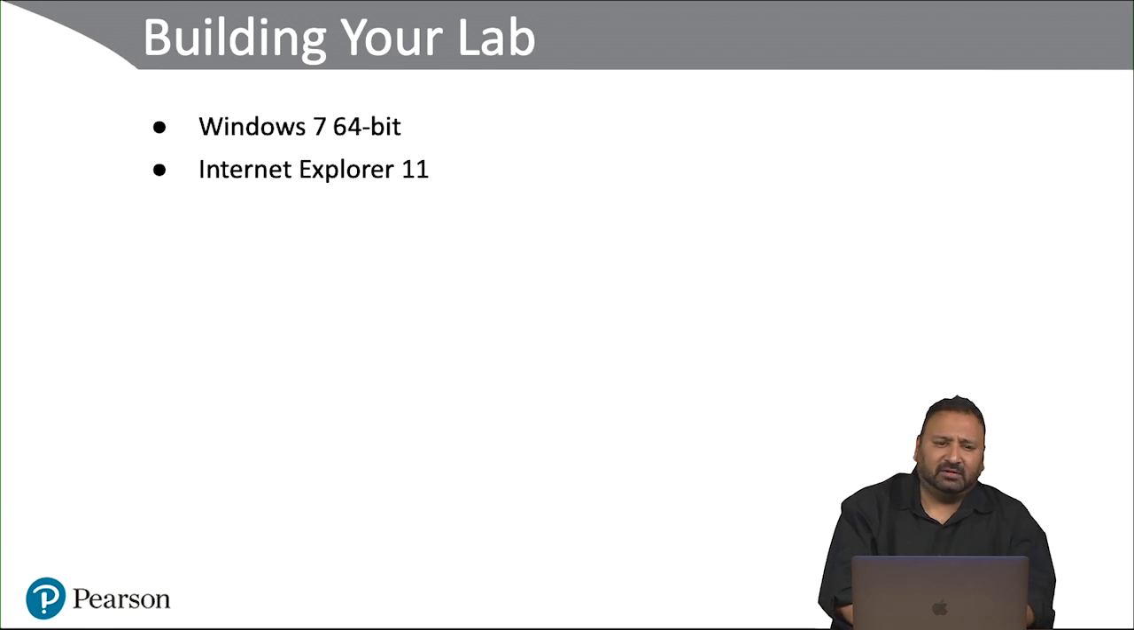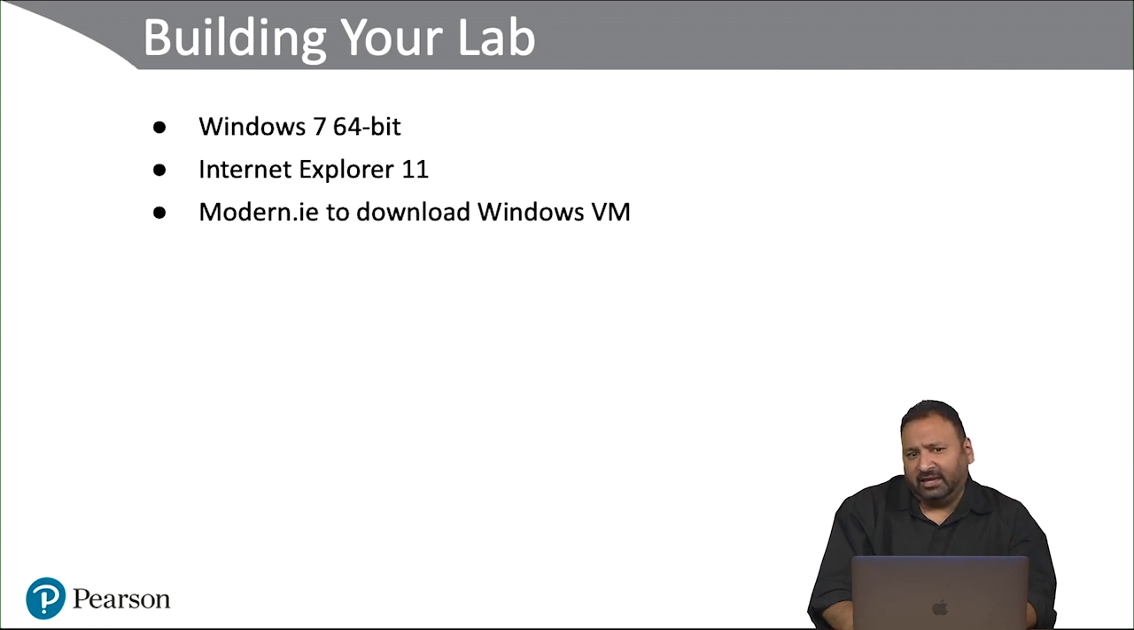Now, I know sometimes Windows operating systems are kind of difficult to get, so I want to point you to this site called Modern IE. If you go to modernie.com, you can download different copies of Windows 7 operating systems, Windows 10 operating systems, with Internet Explorer and other operating systems as well. It's a great place to go for development and for test systems.